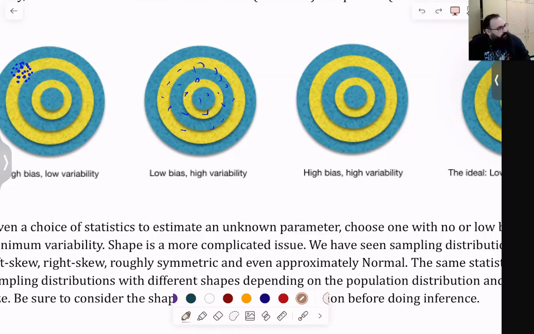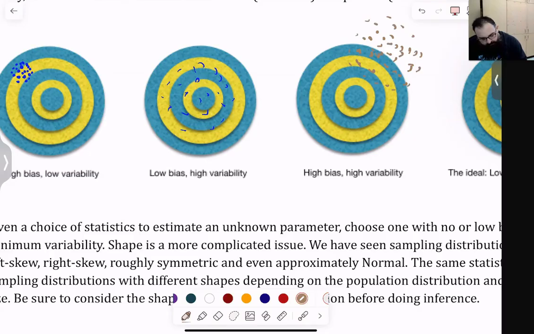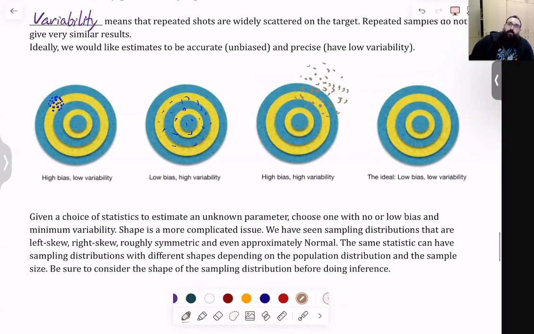Okay, so high bias, high variability. So it's like something over here where you're like, this person is not even aiming in the right spot. And it's all spread out too. So like, where are you aiming? Right? Are they aiming for the center? No. So the aim is completely off and it's way spread out. So ideally, what you want is low bias and low variability, which looks like this.